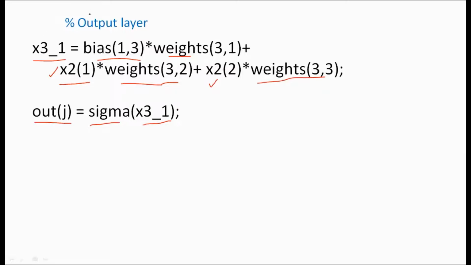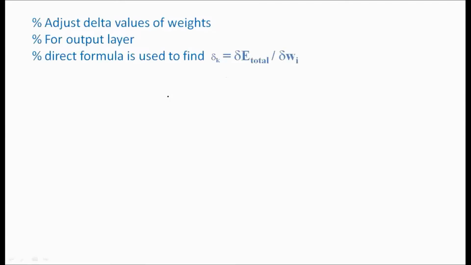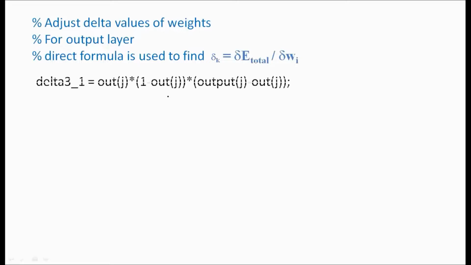So these notations are given in the diagram of the XOR gate. From that you can check which weight we are multiplying by which bias or which input. Same notations are used here. So we got the actual output. Now we have to adjust the weight value.